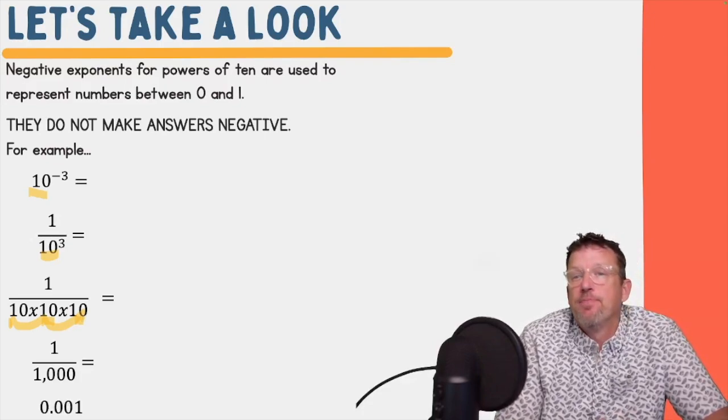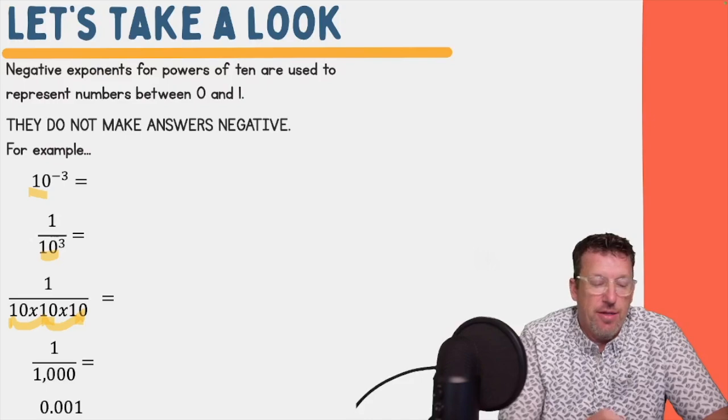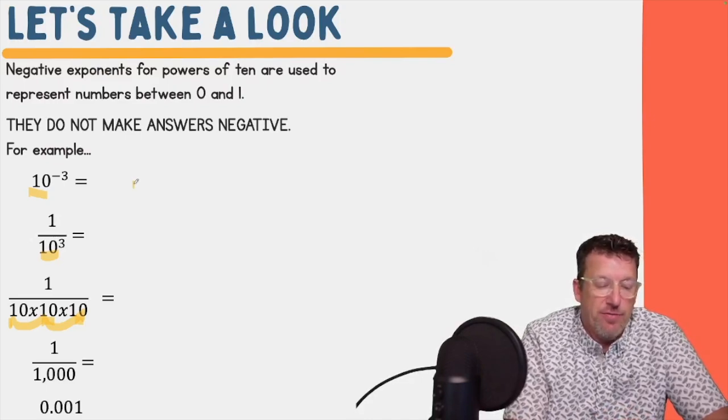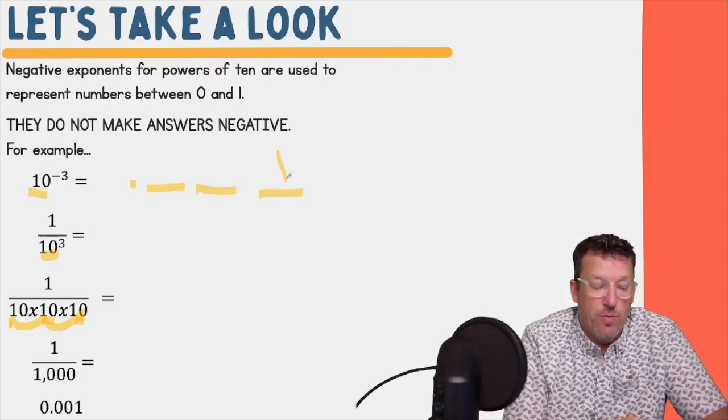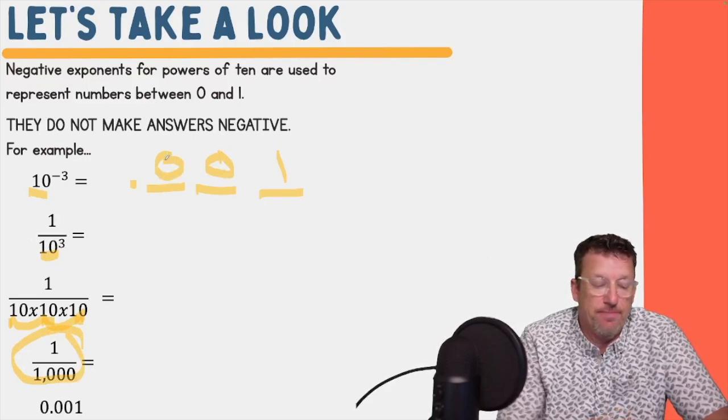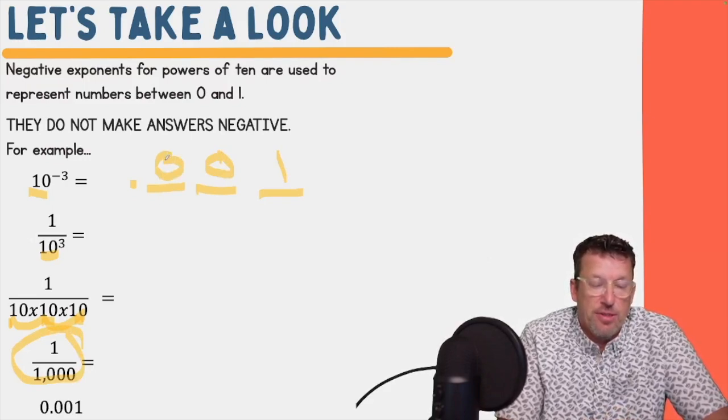And finally, we take that 1/1000th and we think about place value. So we have zero, and right here, this would be tenths, hundredths, thousandths, right? 1/1000th, that's where we put the 1. And now we have 0.001. So that's how you break it down.